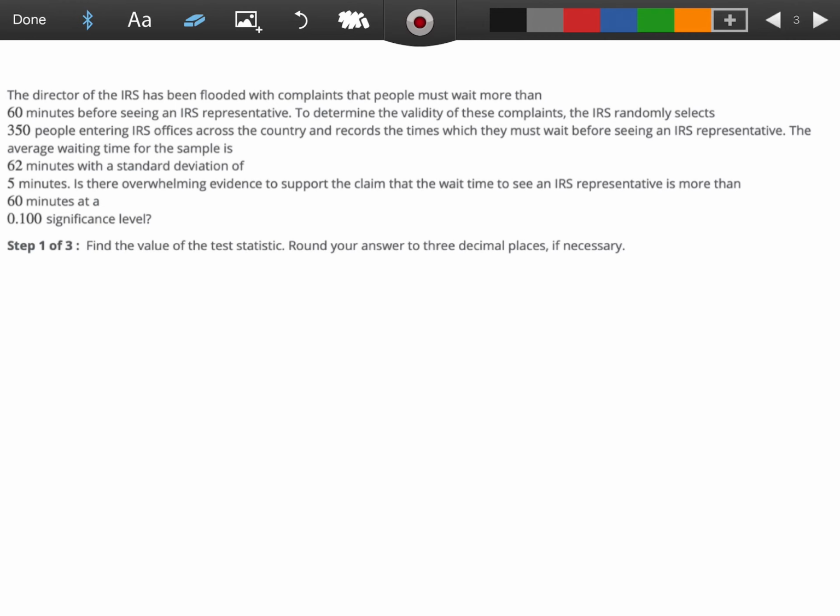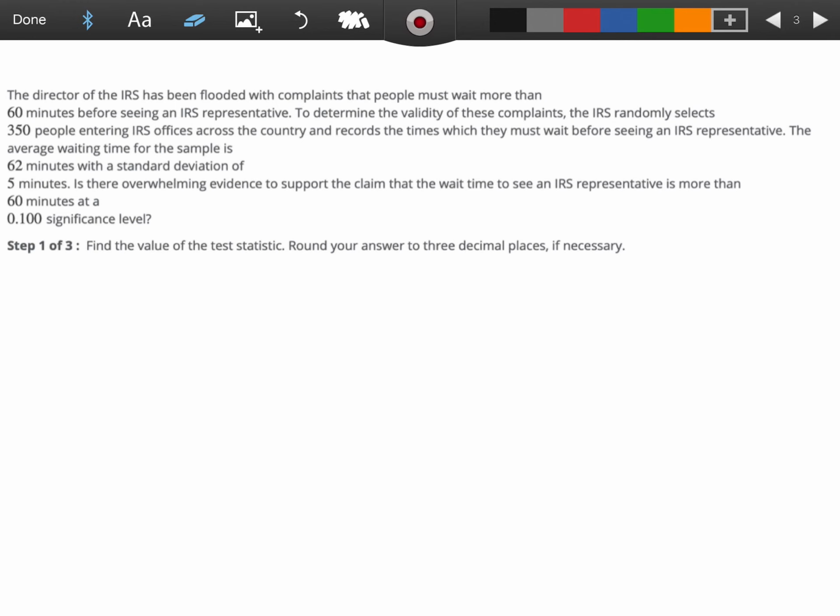So we know that we're dealing with means here. The population mean was 60 minutes, but they took a sample, and the sample mean was 62 minutes with a standard deviation of 5 minutes. You have a sample standard deviation. What test does that signify? Well, we know that we're dealing with means, and we've got a sample standard deviation. It's going to be a t-test.